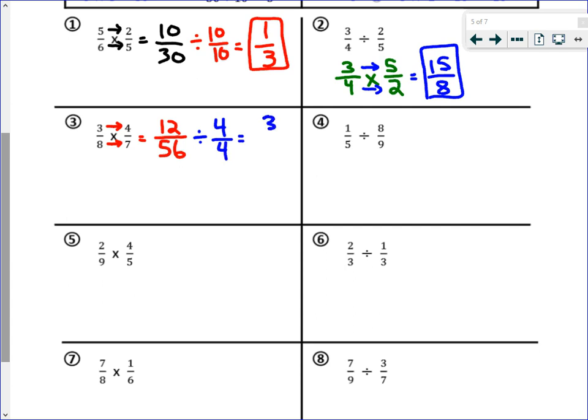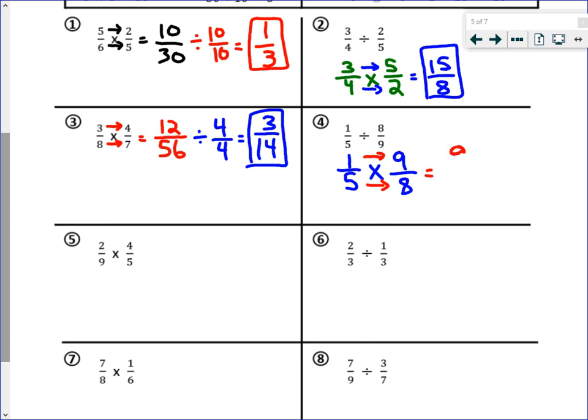And that'll give us 3 over 14. And that will be our final answer. 3 over 14. 56 divided by 4 is 14. Number 4, I'm going to rewrite it. So we have 1/5 multiplied by the reciprocal. So keep, change, flip, as we like to call it. Then I'm going to multiply across.